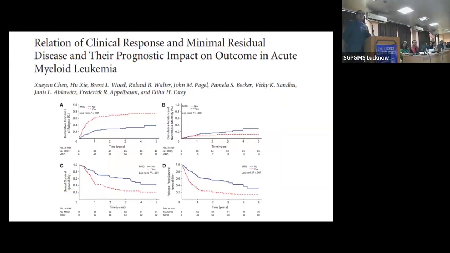Now, this is the outcome of MRD in AML, and here also the cutoff for MRD was 0.1%. This was Professor Wood's lab, I think. Professor Wood's lab has published emphatically in JCO on the relation of clinical response and MRD in AML, and he's shown that MRD positivity is associated with poor survival. Next.